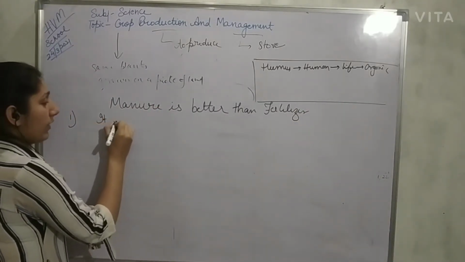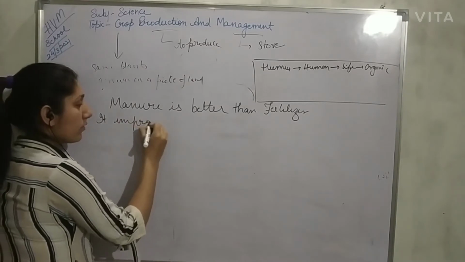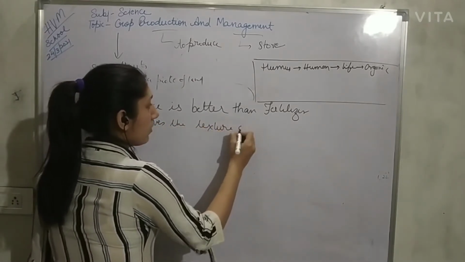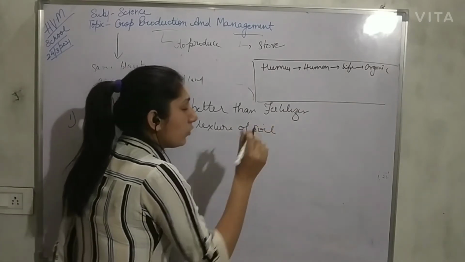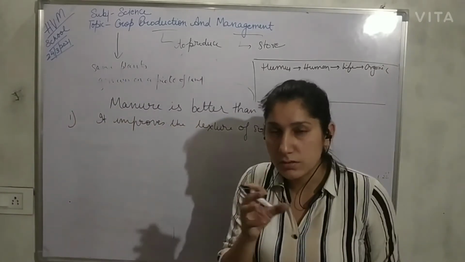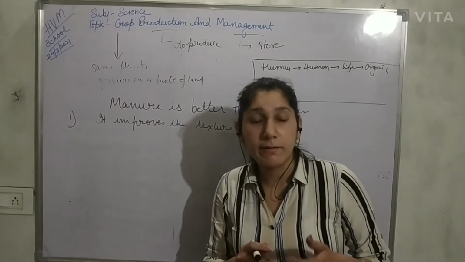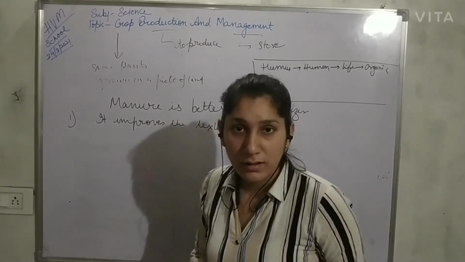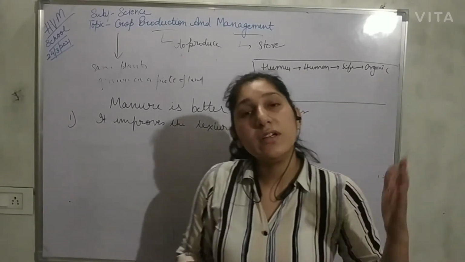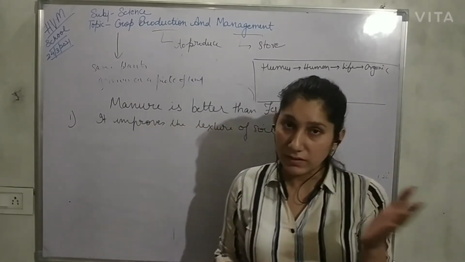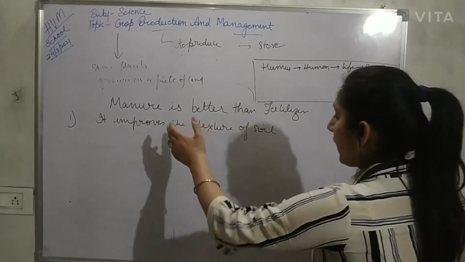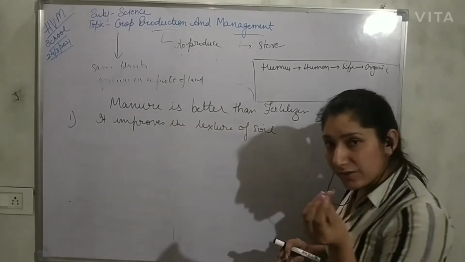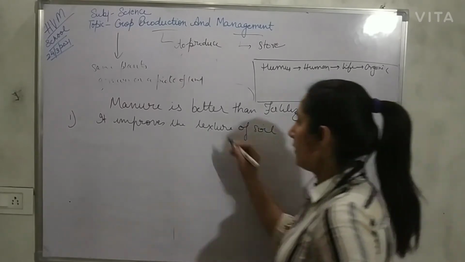Manure improves the texture of the soil. We know that there are different kinds of textures of the soil. There are black soil, red soil. There are different qualities of the soil which are found on different kinds of land depending on the area, right? So what does manure do? Manure improves the texture of the soil.